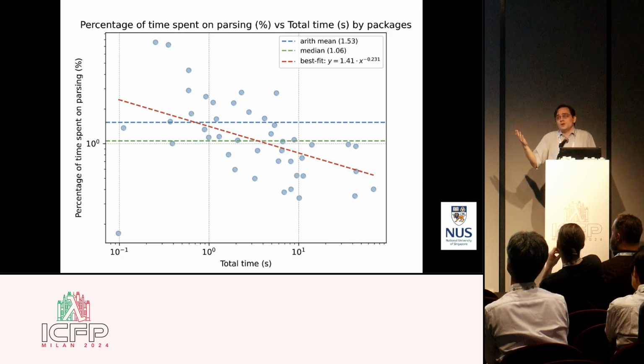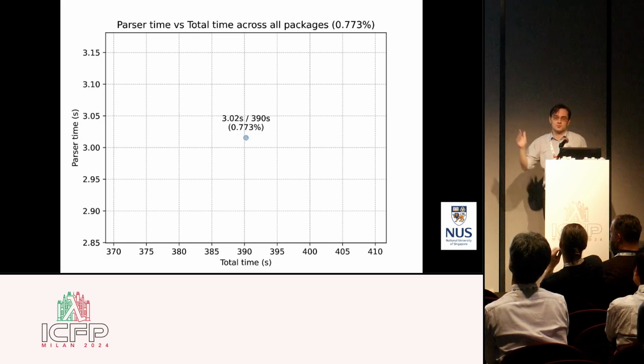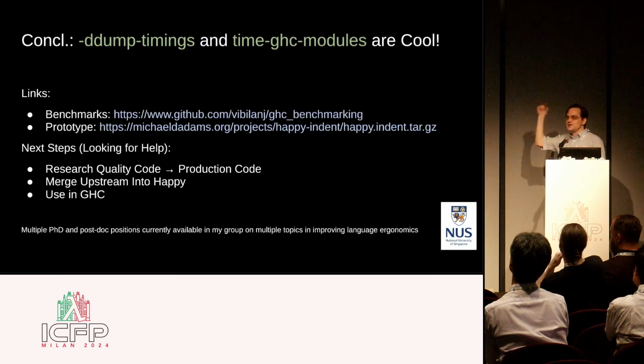Of course, if you're doing an entire application, we shouldn't be really looking at the package level. We should combine them all together, in which case the median is only 0.73%, or 0.7% of time being spent in parsing. Okay, main takeaways.